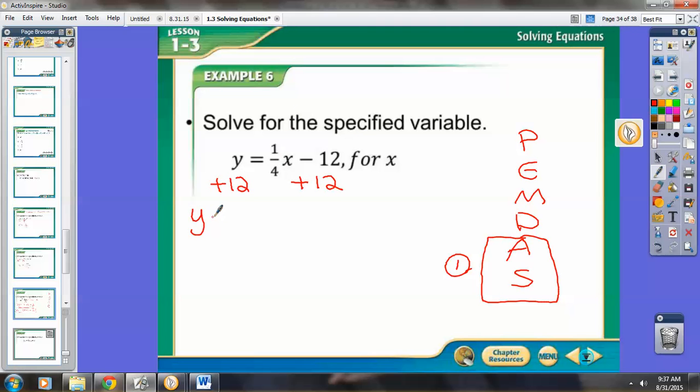So we have y plus 12, remember they're not like terms, so we can't put them together, equals 1/4 x. Now, in the next step, normally people would tell me to divide by 1/4, but we don't like to divide by a fraction. What is a better alternative? Just multiply by the reciprocal. So dividing by a fraction, we can multiply by the reciprocal. And what is the reciprocal of 1/4? 4 over 1, or 4.